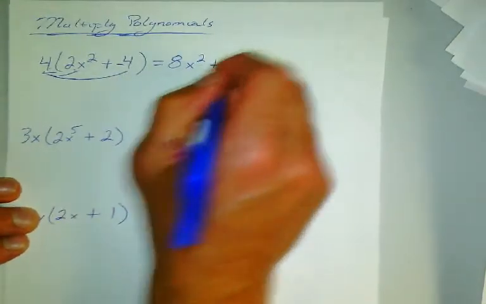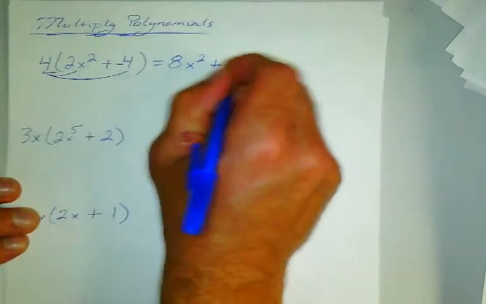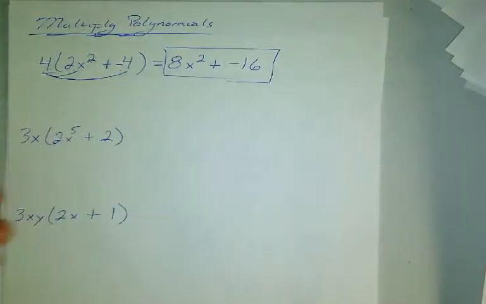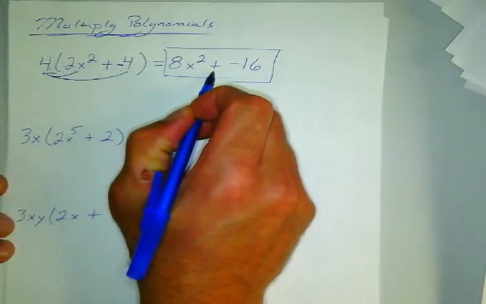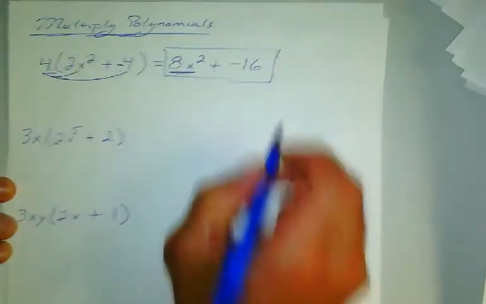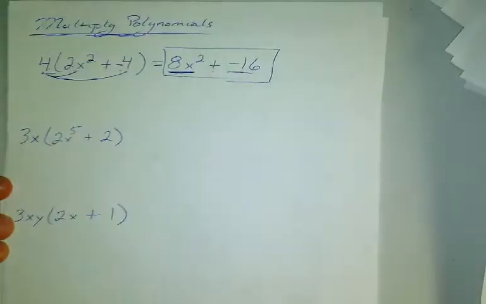Plus 4 times negative 4 is negative 16. And here's my final answer. That's a polynomial because I have two terms separated by an addition sign. 8x squared is my first term, negative 16 is my second term. Now they're not always going to be that easy. We have to use some of our exponent rules that we've learned about over the last month.